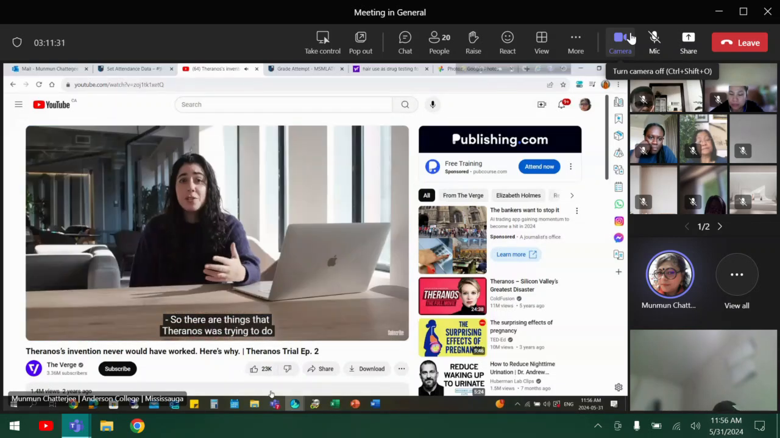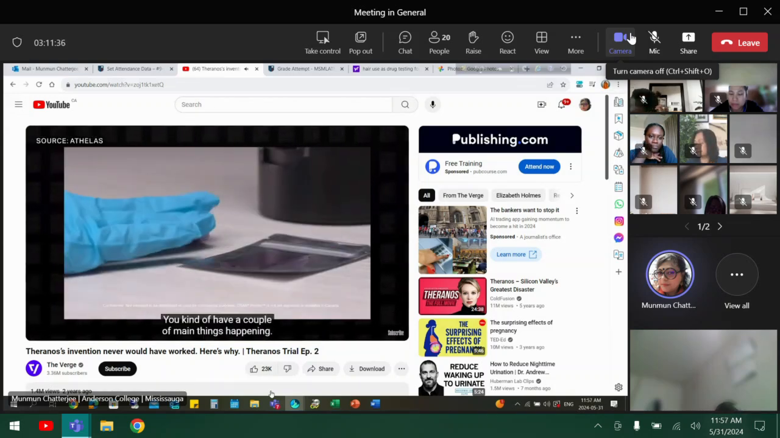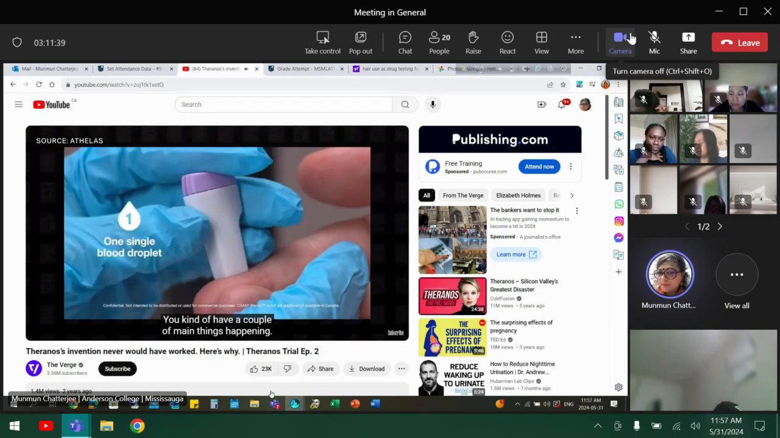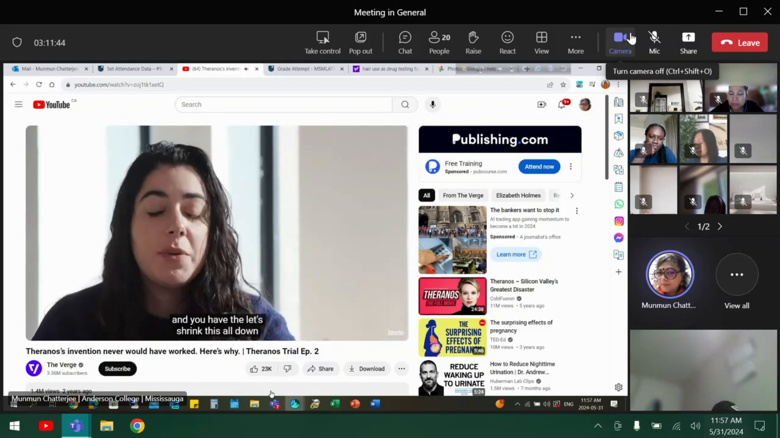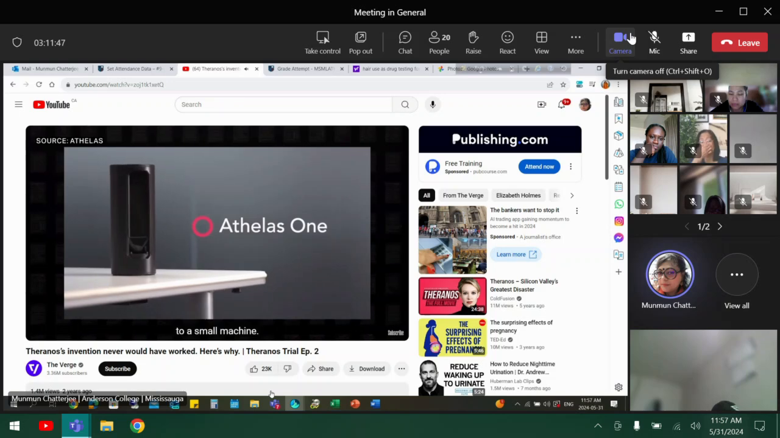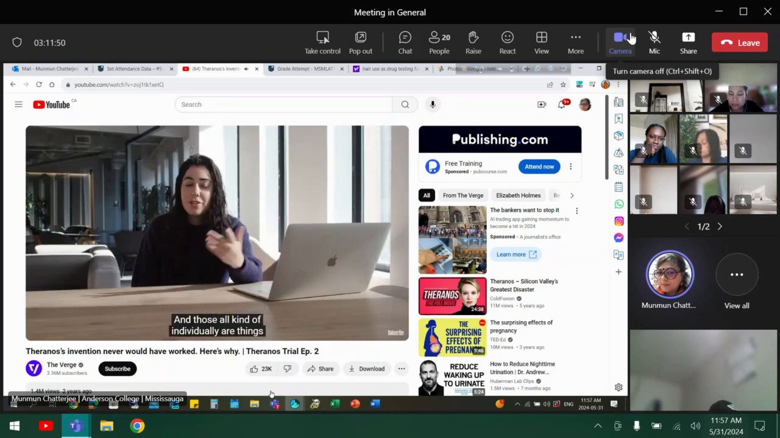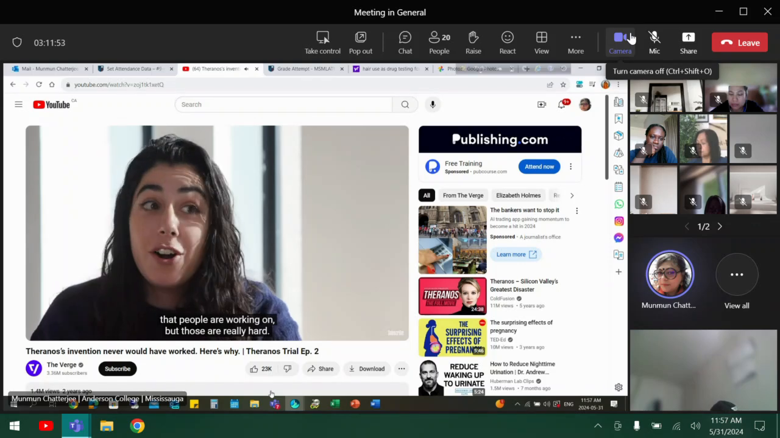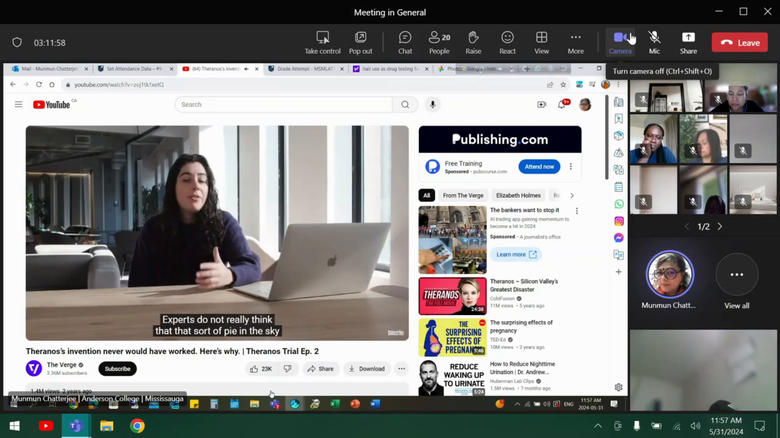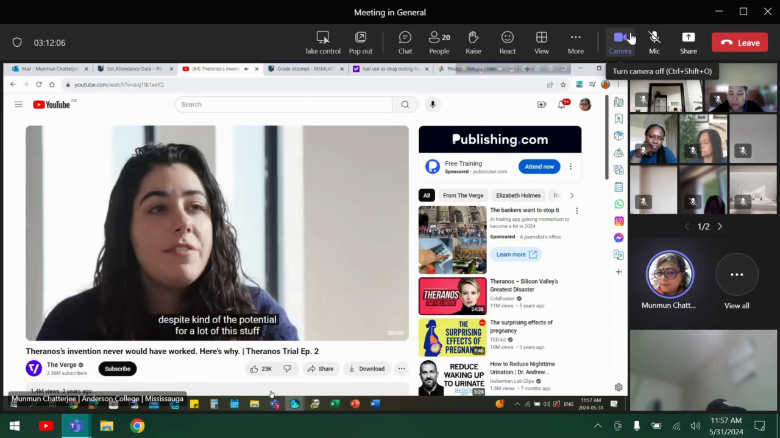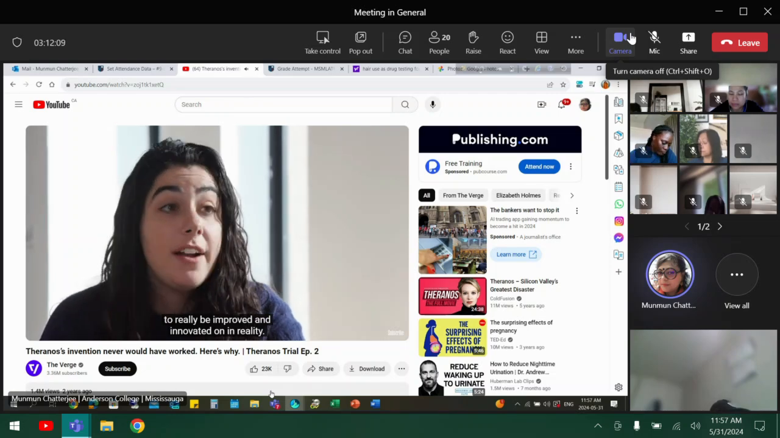So there are things that Theranos was trying to do that are also things that more realistic researchers are working on. You kind of have a couple of main things happening. You have the single drop of blood issue, you have the lots of tests on one sample issue, and you have the let's shrink this all down to a small machine. And those all individually are things that people are working on. But those are really hard, and there are a lot of really significant challenges that a lot of smart people are working on. Experts do not really think that sort of pie in the sky vision is going to be feasible, despite the potential for a lot of this stuff to really be improved and innovated on in reality.